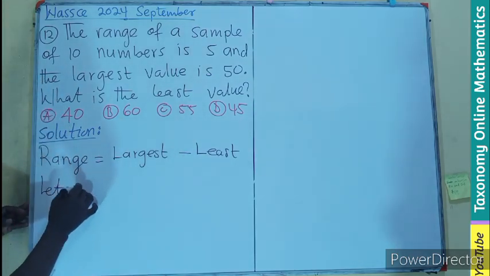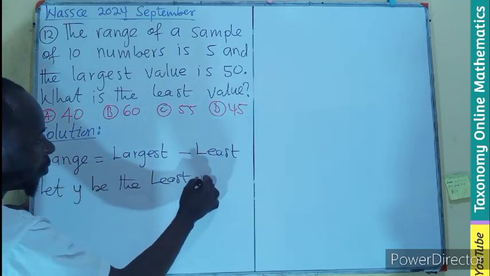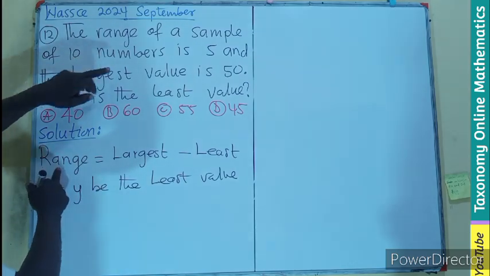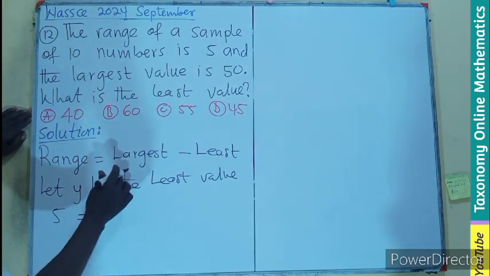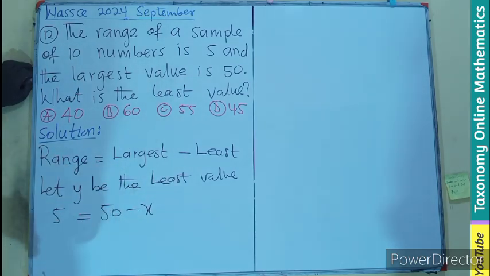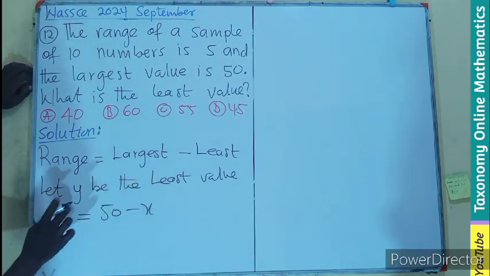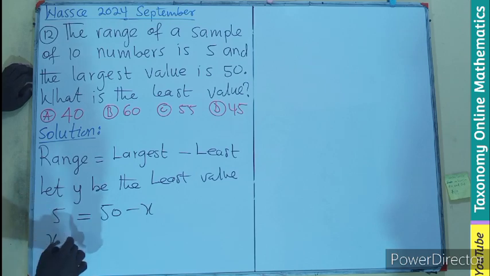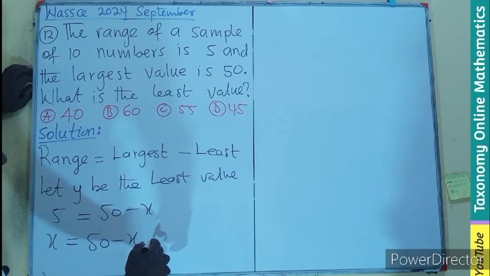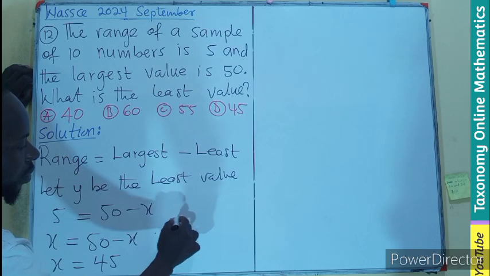So we can say that let x be the least value, meaning the range of 10 numbers is 5, meaning 5 equals the largest value 50 minus x. What do we do? We can add x to both sides and subtract 5 from both sides. So x will be equal to 50 minus 5, and that will mean that your x will be equal to 45.